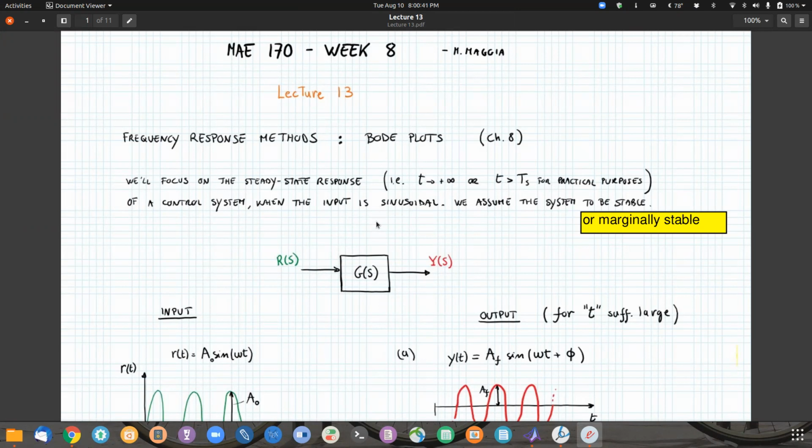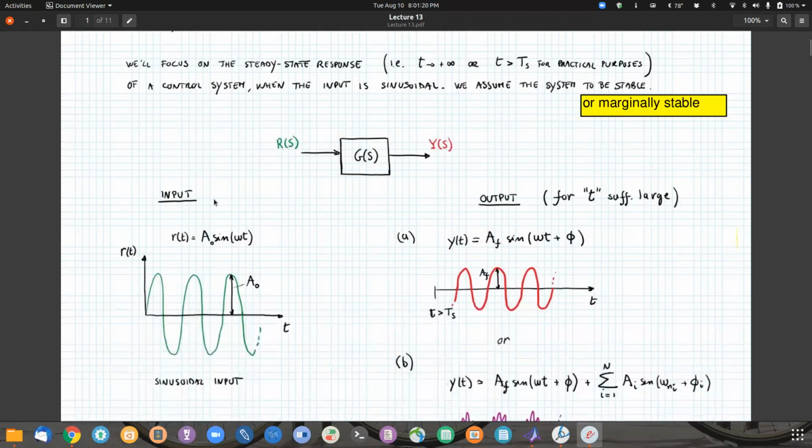So what's the deal with the frequency response methods? Why are they called frequency response methods? Well, here the key word is frequency. And this is because the inputs that we will consider are harmonic inputs. So far, we've seen impulsive inputs, step inputs, ramp, acceleration inputs, but we never really took a good look at harmonic inputs.